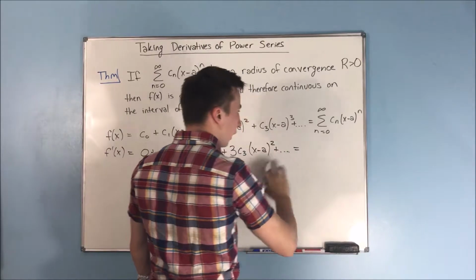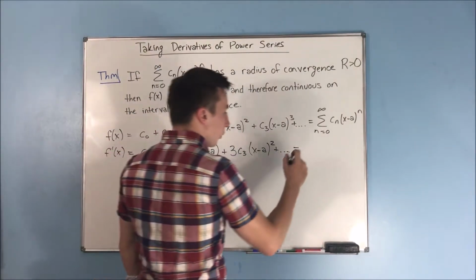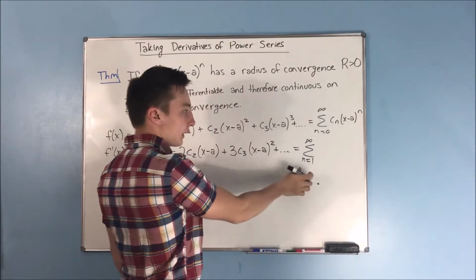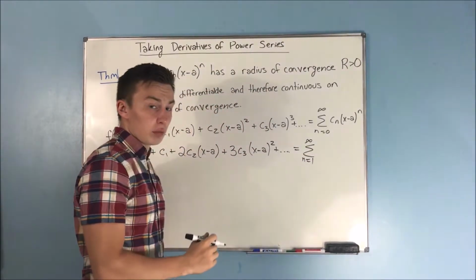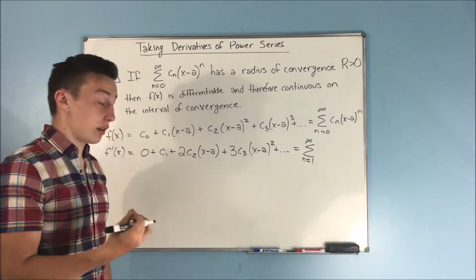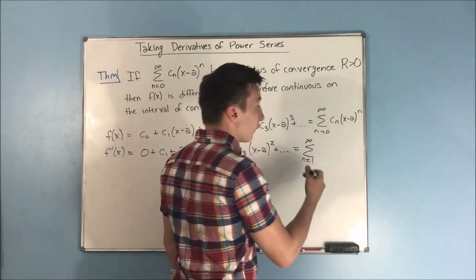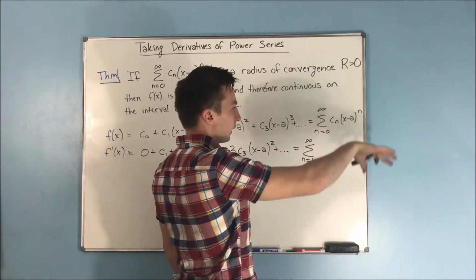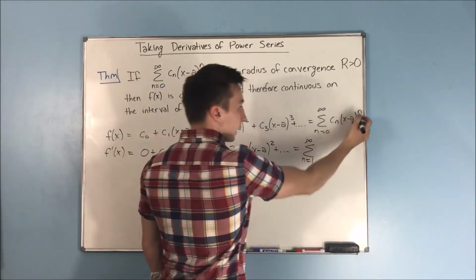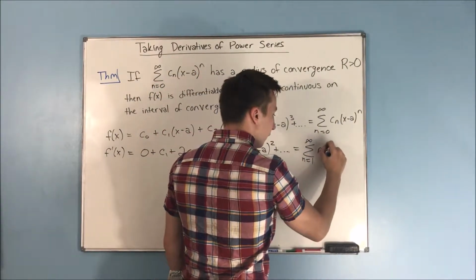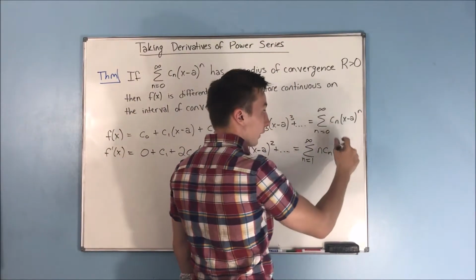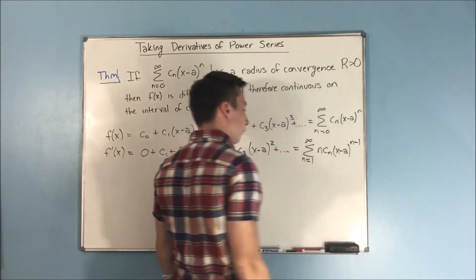And here, I'm going to explain this in a second, but you're going to get the sum from n equals 1. The index changes, now it's n equals 1 instead of n equals 0. And we take a derivative with respect to x here and not n. If you take a derivative with respect to x, you take this power down, you have n times c sub n times x minus a to the, you lower this power by 1, n minus 1.